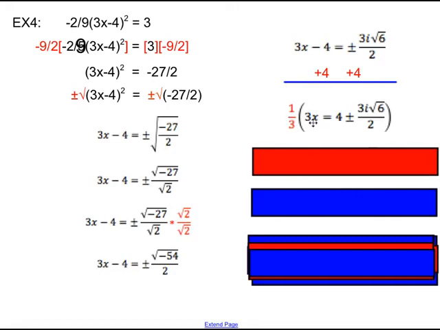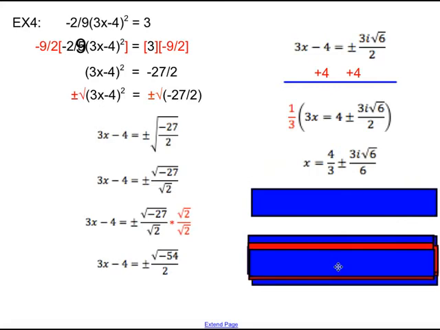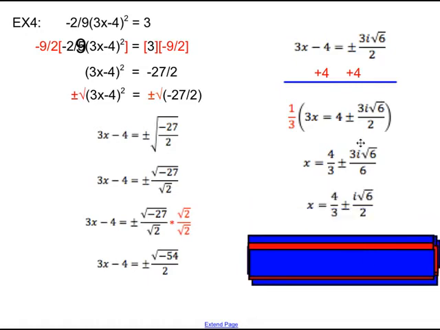So 1/3 times 3x is just x. 1/3 times 4 is 4/3. Now this becomes kind of crazy, so I'm going to look at it just as 3 halves. 3 halves times 1/3 is 3/6. So we end up with something like this. Now I do know that 3/6 simplifies, and you could combine steps, but I just simplified it separately.